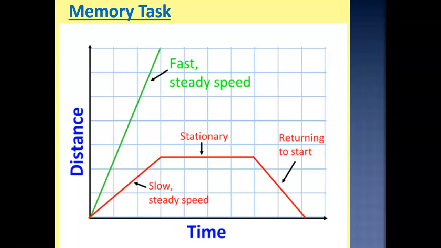So there's a quick distance time graph. Have a look at that. And it's going to disappear in 3, 2, 1. Okay, in your books, could you please recreate that graph, labels and everything? I'm going to give you 2 minutes to do that. Please pause the video while that happens.